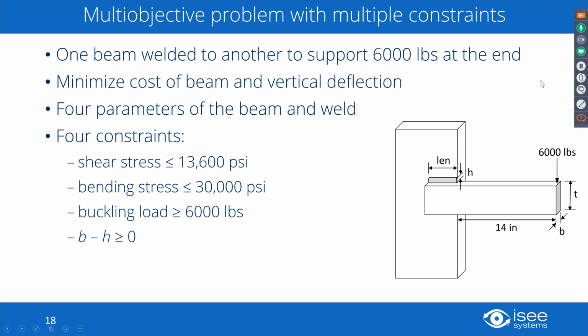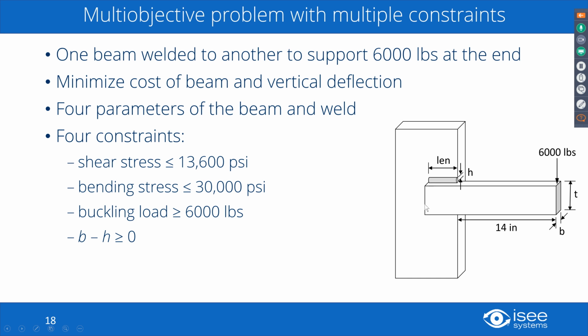I'm trying to minimize the cost of this beam. I'm trying to weld this beam on here. It has to support 6,000 pounds at the end of it, and I want to minimize the cost of this beam, and I also want to minimize the deflection at the end. I don't want this to bend a lot. I have 4 parameters that are shown here, which are the width of that beam and the height of that beam, and I have the length of the weld and the height of the weld.